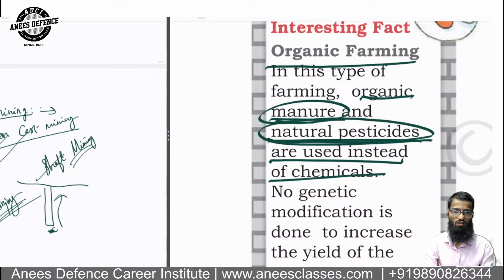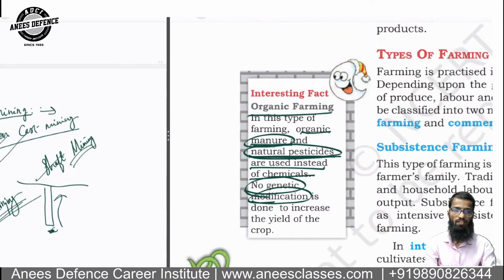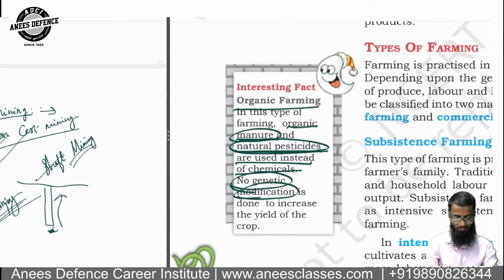No genetic modification is done. So three things are important. One is use of natural organic manure. Two, natural pesticides. Three, no genetic modification. क्लियर है? इतना क्लियर है? ओके.